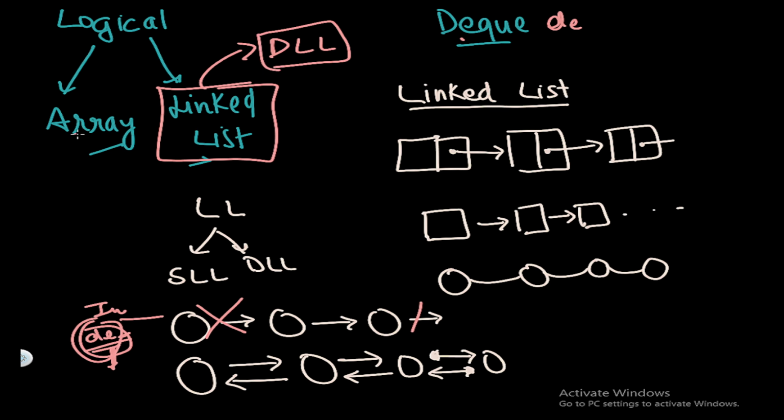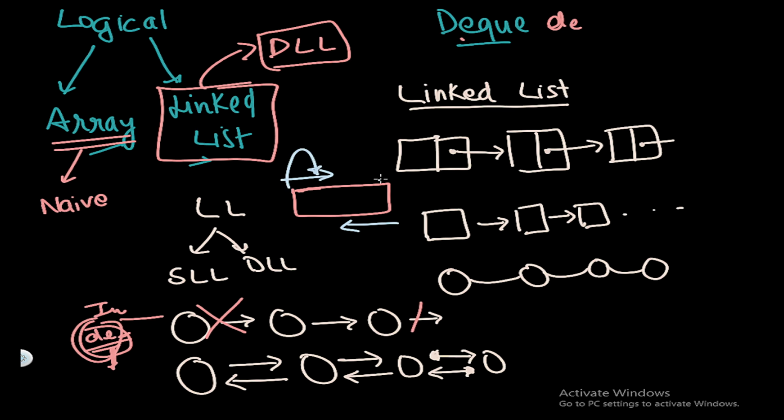Okay, and in the array type also, we have the naive approach. What would be the naive approach? To use a simple array and fill the array from front and back both. But this would not be easy, because if you want to delete, you have to move elements here, so it would not be easy. So again in the array, we would use the optimized approach, which is the use of the circular array.